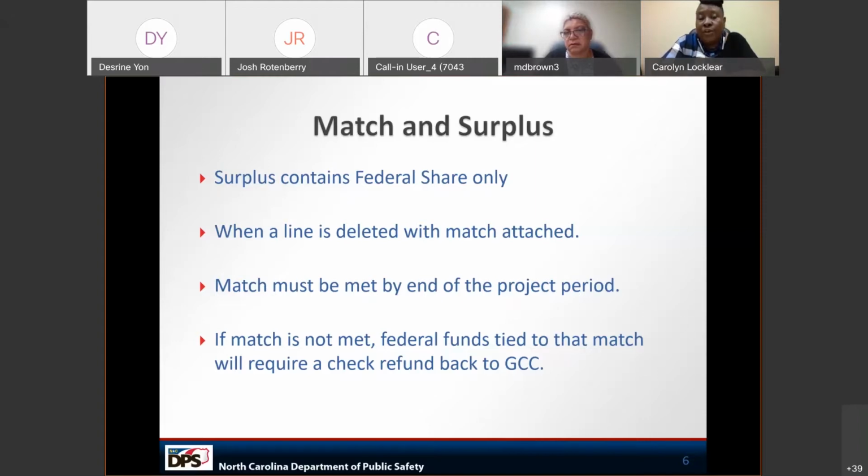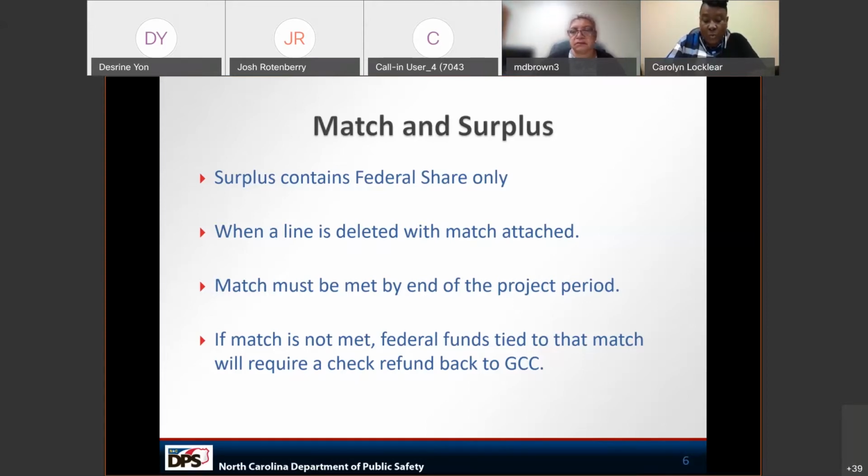Your grant administrator will reach out to you if your match has not been met to see if you have other line items where you can submit for match, or they will inform you of the federal share amount that you must submit to GCC prior to us closing out the grant.